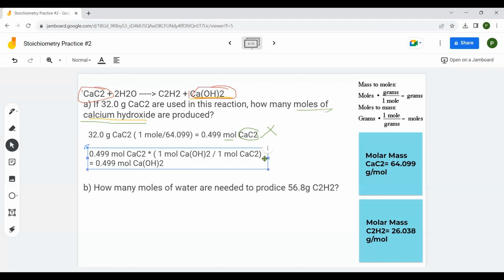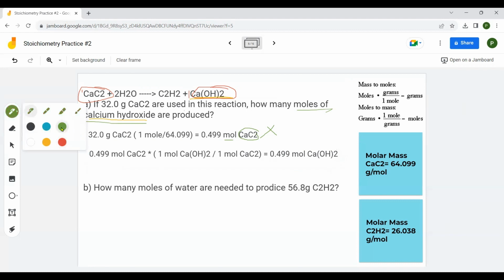All right, so our answer should still be 0.499 mole, but now of calcium hydroxide. I'm going to get my green pen. I'm going to check I want moles of calcium hydroxide. And here I have moles of calcium hydroxide. So I know that this is my answer and I am done.